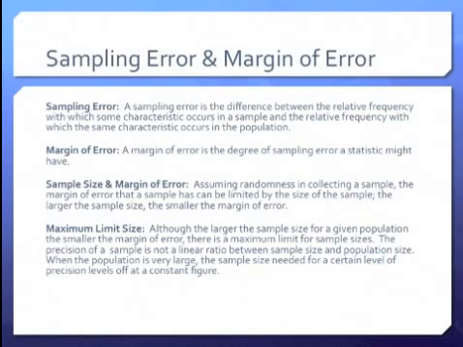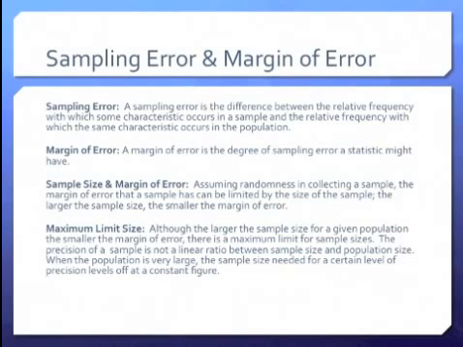A margin of error represents the amount of sampling error a statistic might have. The larger the margin of error is for a statistic, the higher the amount of sampling error will be for that statistic. Assuming randomness in collecting a sample, the margin of error that a sample has can be limited by the size of the sample. The larger the sample size, the smaller the margin of error.